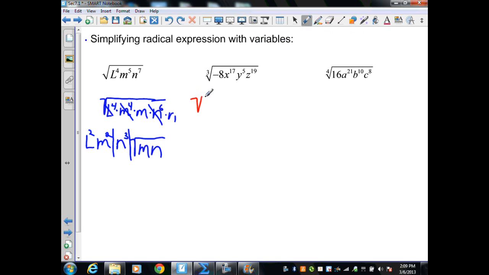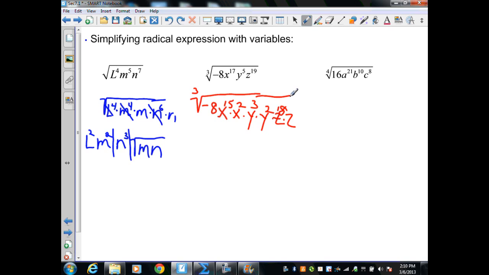In this example, I have the cube root of negative 8, x to the 17th, y to the 5th, and z to the 19th. Let's simplify these expressions inside, or break them up into products in such a way that the exponents are going to be divisible by 3. That's going to give me x to the 15th times x squared, y to the 3rd times y squared, and z to the 18th times z.